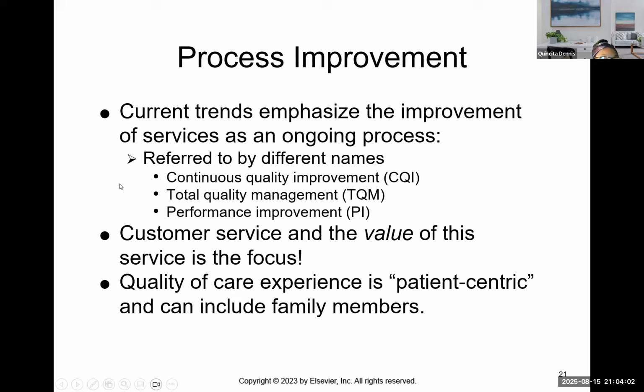All right, so we will stop right here. It is 9:05. Let's come back at 9:20.